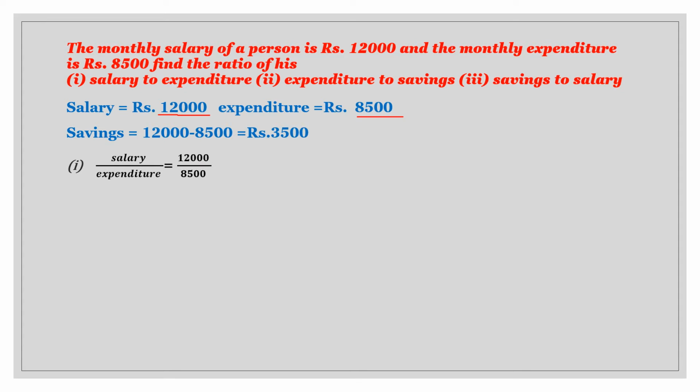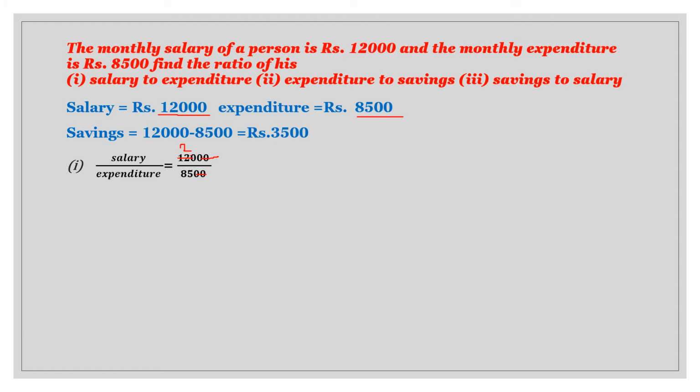First question was, what is the ratio of salary to expenditure? So I have written salary by expenditure. Ratio means we have to divide one quantity by another quantity. So what was the salary? 12,000. And what is the expenditure? 8,500. So I have to solve this 12,000 by 8,500. I can cancel these two zeros. Then I have 120 and 85. And I know both of these can be cancelled by 5, isn't it? 5 2s are 10 and then 2 remains.